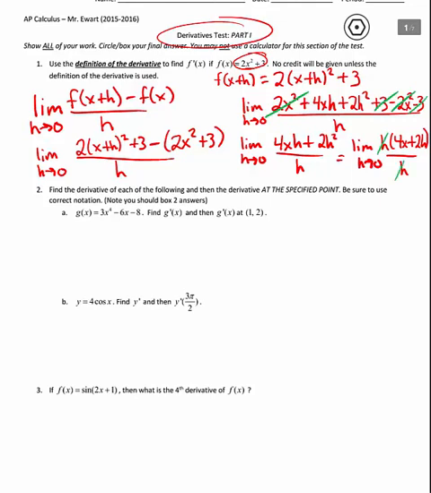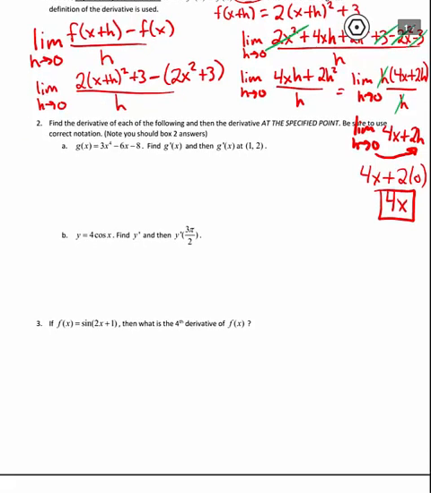And now we don't have a 0 over 0, because before we were dividing by 0. So now we have the limit as h approaches 0 of 4x plus 2h. And when we substitute in 0 for h, that gives us 4x plus 2 times 0, or just 4x. So that's our answer for number 1, using the formal definition of the derivative.